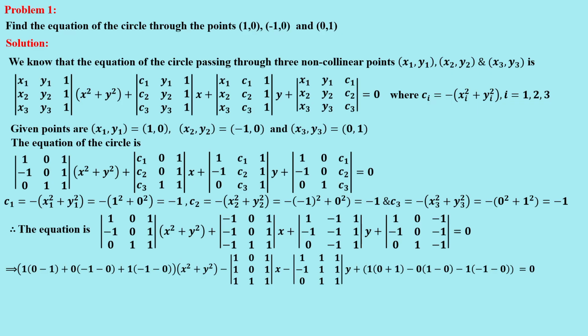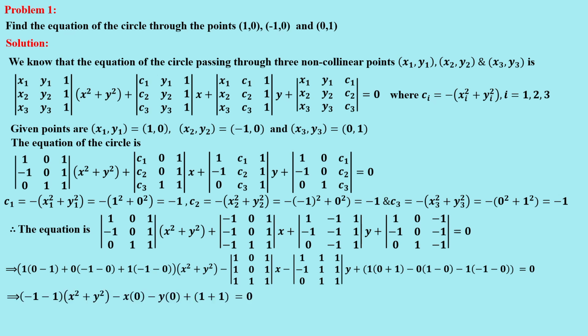Then the second one: taking the minus outside, since minus is common in the first column, so minus of the determinant with columns (1, 1, 1), (0, 0, 1), (1, 1, 1) times x. Similarly in the third determinant, the second column has a minus, take it outside, so minus of the determinant (1, -1, 0), (1, 1, 1), (1, 1, 1) times y. Then solving the last determinant: 1 into (0 - (-1)) minus 0 plus (-1) into (-1 - 0), equal to 0.